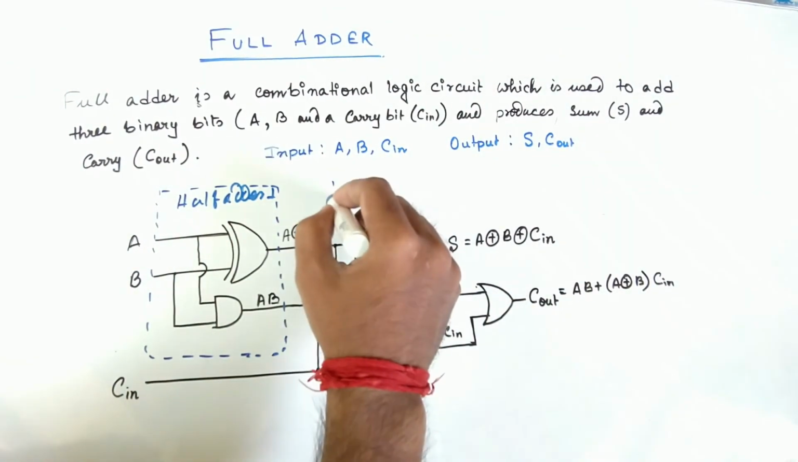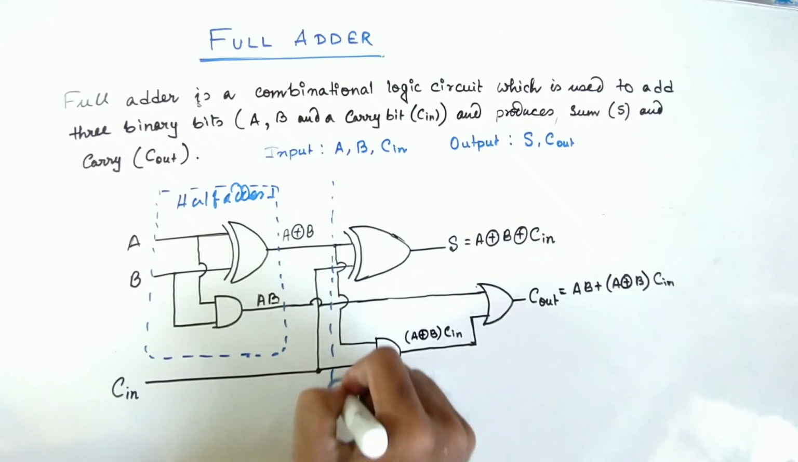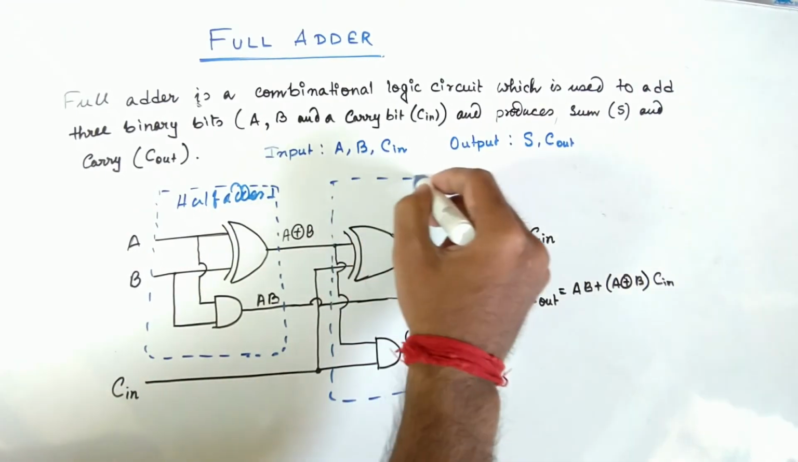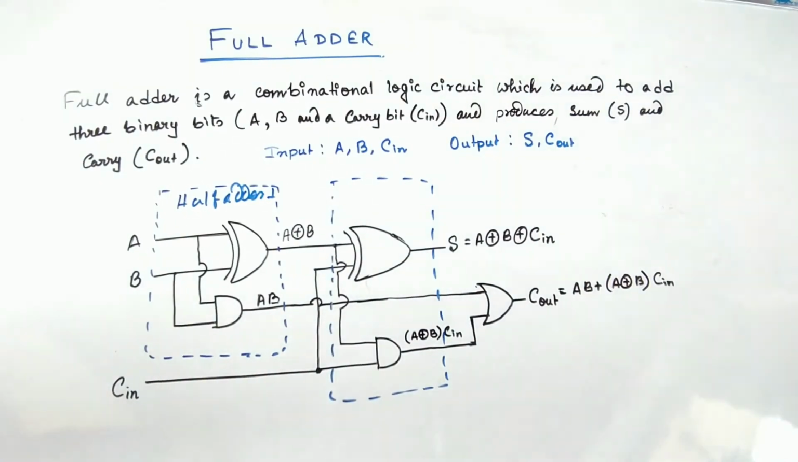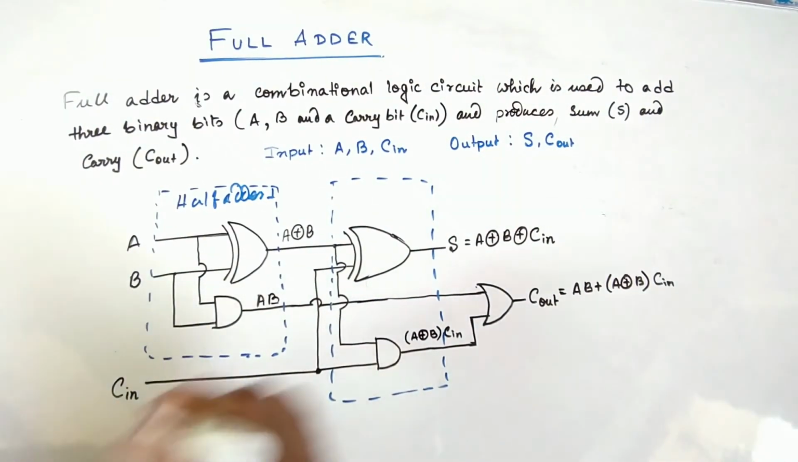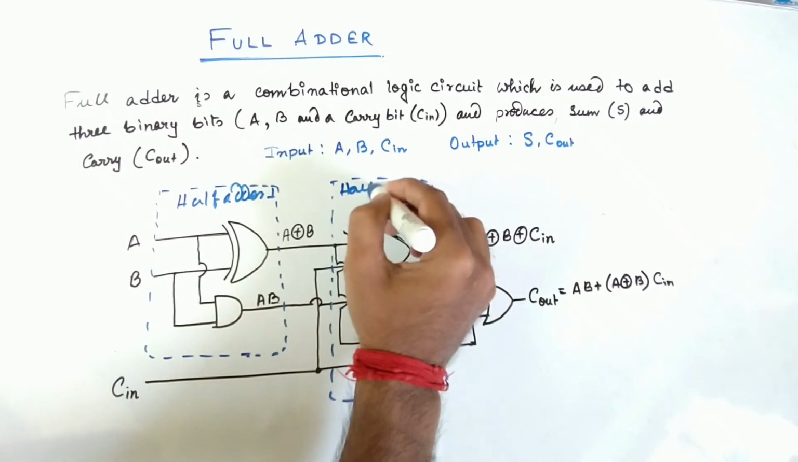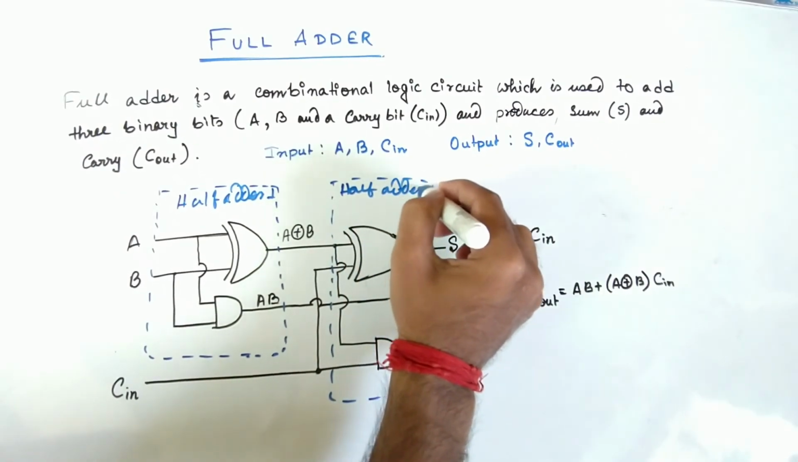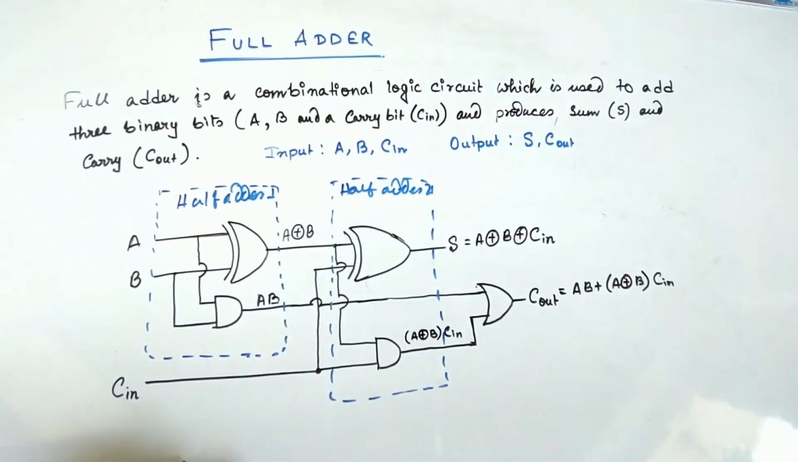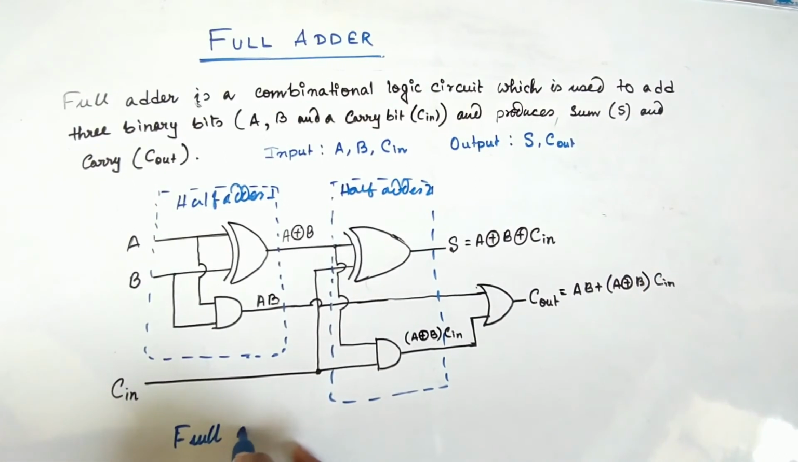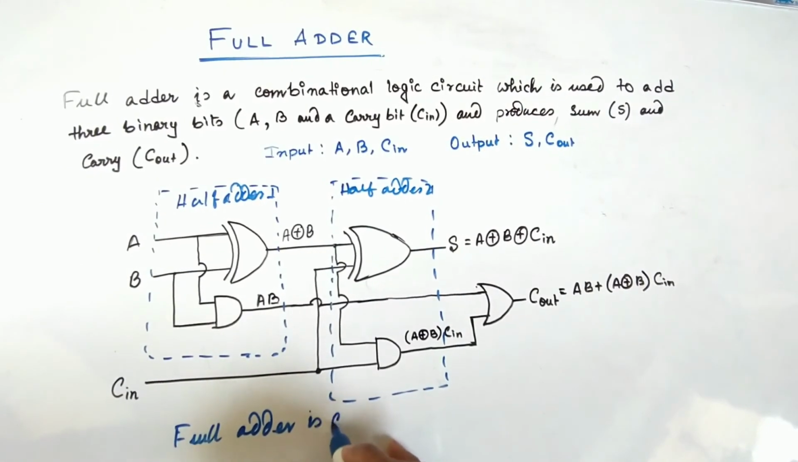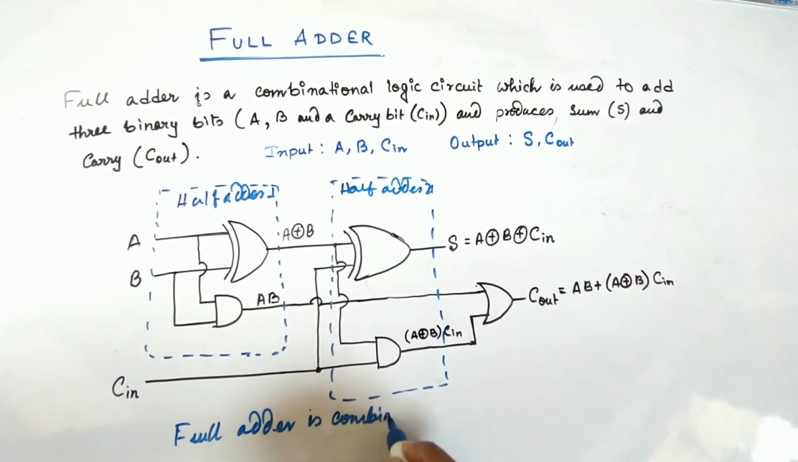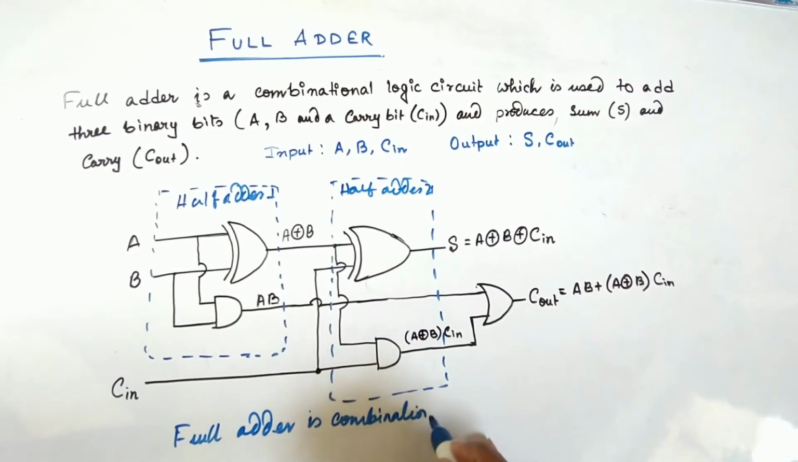And again, if we take this portion, we will get another XOR gate and AND gate. So this is another half adder. So full adder is nothing but the combination of two half adders. So we can say that full adder is a combination of two half adders or comprises two half adders.